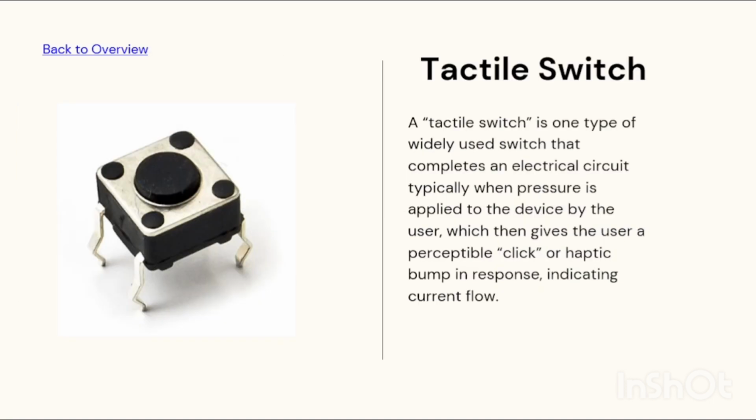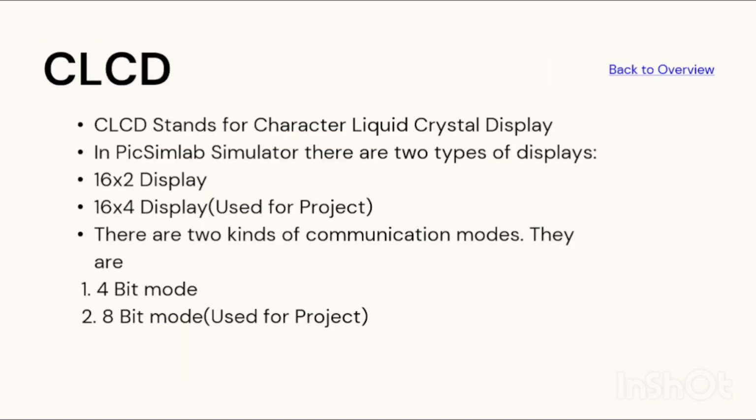And then we are also using a tactile switch. A tactile switch is one of the widely used switch types that completes an electrical circuit typically when pressure is applied to the device by the user, which then gives the user a perceptible click or haptic bump in response, indicating current flow.